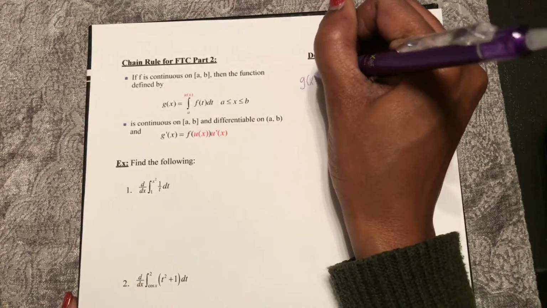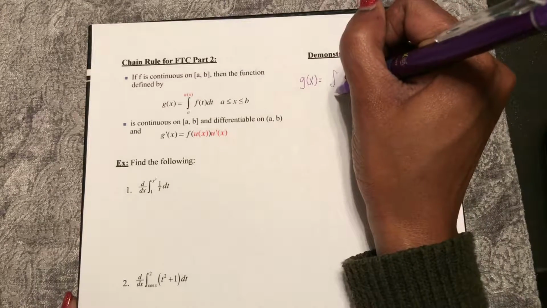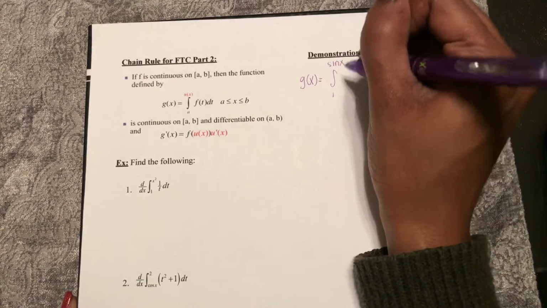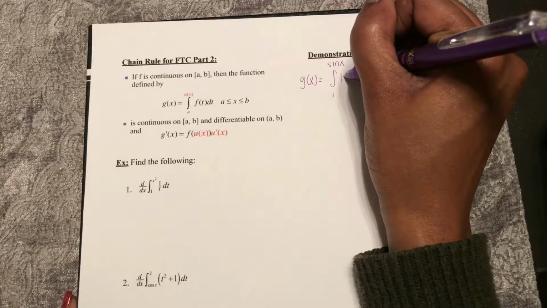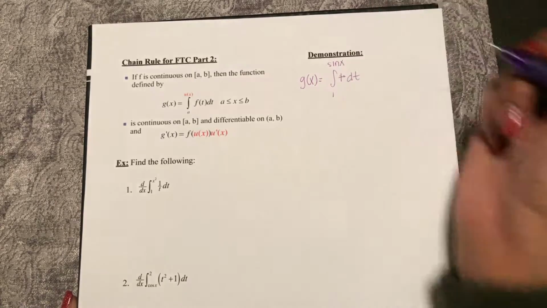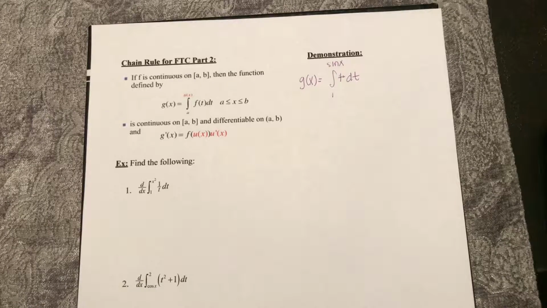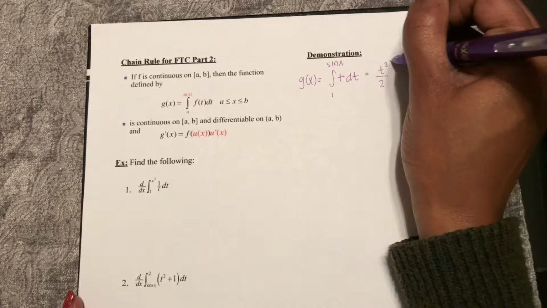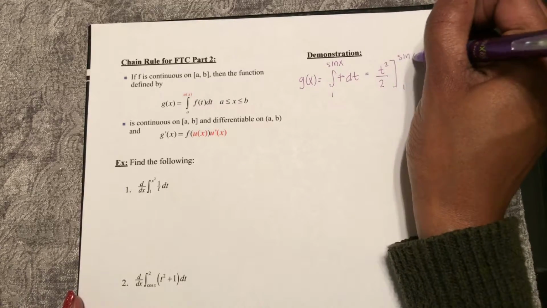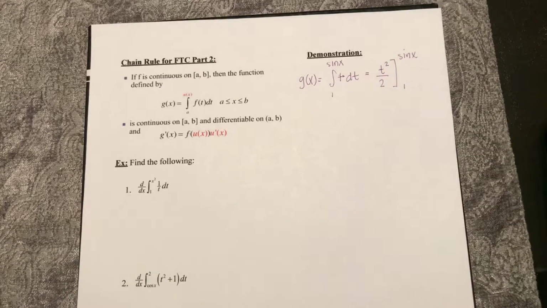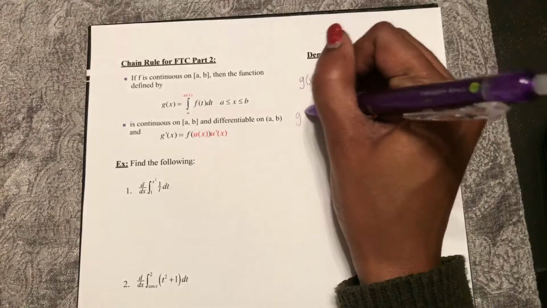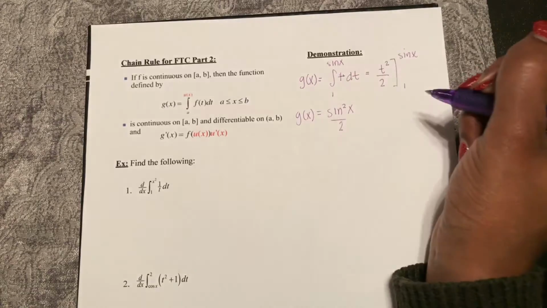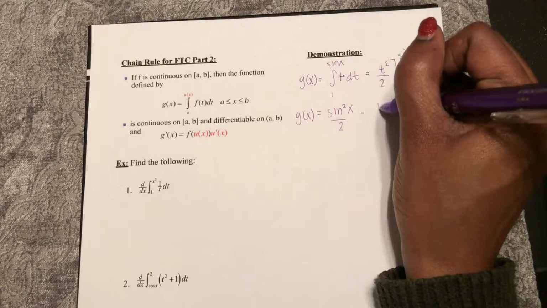So let's define g of x to be the antiderivative from 1 to sine x of, let's say, t dt. So if I were to take the antiderivative of t, that is t squared over 2, and that's going to be evaluated from 1 until sine x. So now that makes g of x sine squared x over 2 minus 1/2.